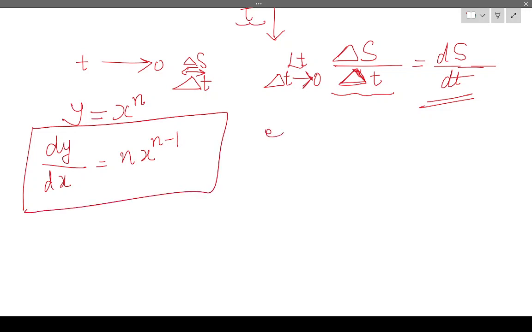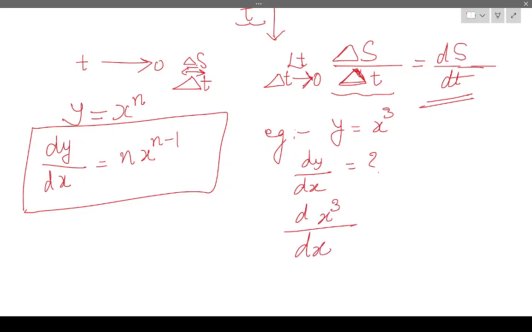Suppose the example: y is equal to x cube. What is dy by dx? The question is this. I can write it as d by dx of x cube. Using d by dx of x to the power of n equals n x raised to n minus 1, this is going to be 3 times x raised to 3 minus 1. This is going to be 3x squared.